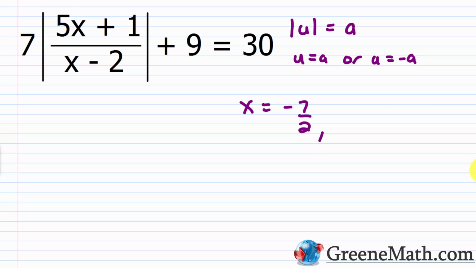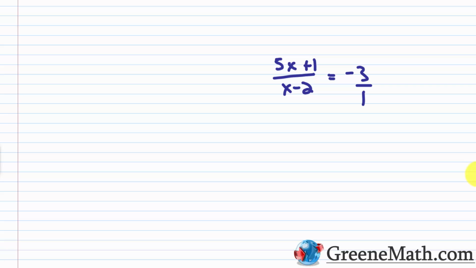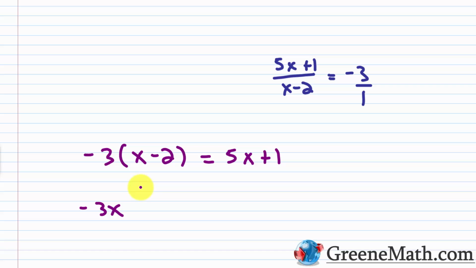So let's go back down. So now let's work on this one. Again, I'm just going to cross multiply. So I would have -3 times the quantity x minus 2. This is equal to 1 times the quantity 5x plus 1, which is just 5x plus 1. Okay, so -3 times x is -3x. -3 times -2 is plus 6. This equals 5x plus 1.